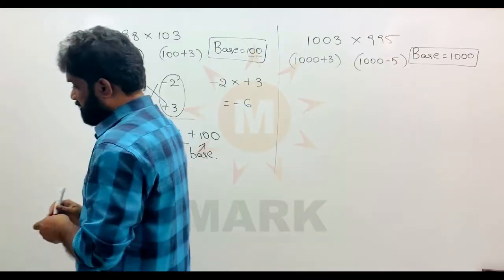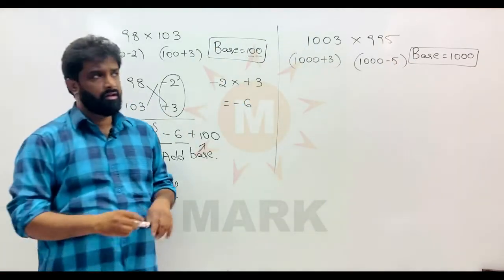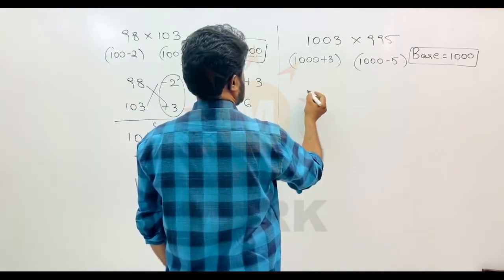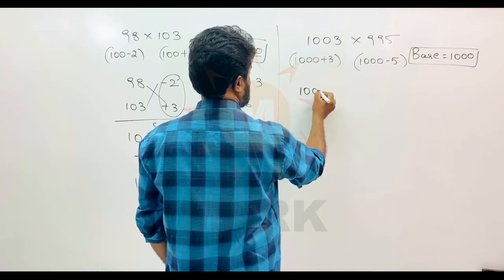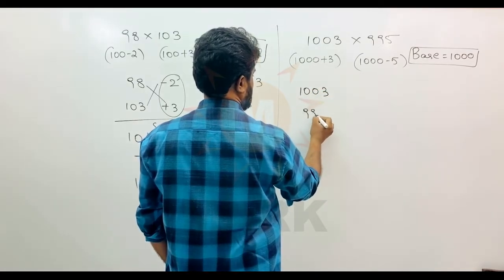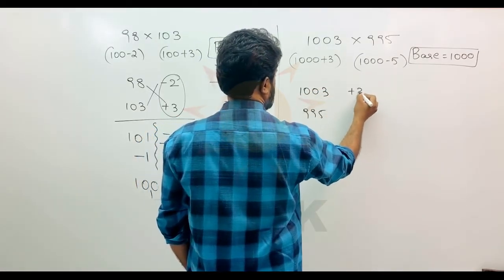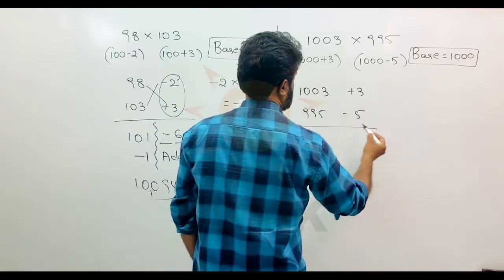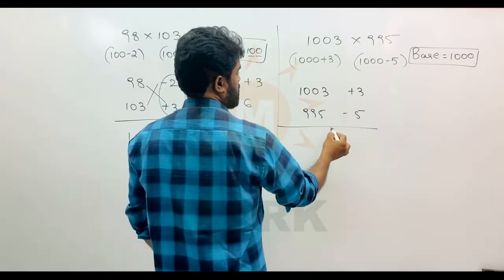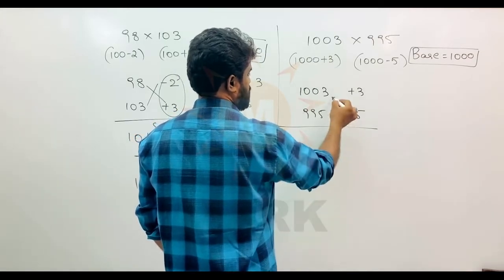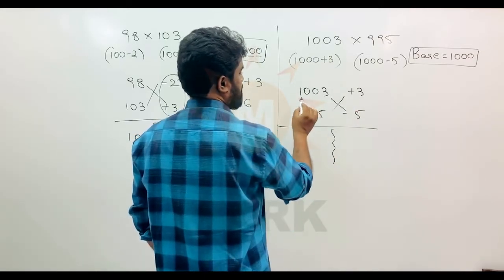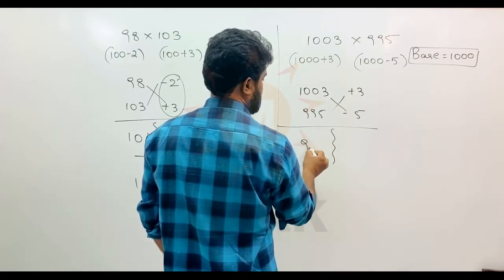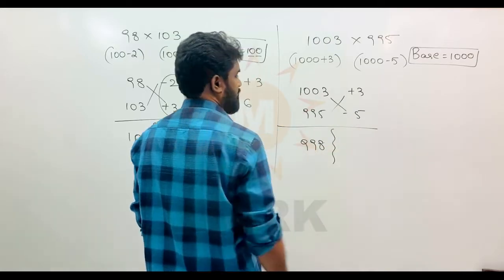1000 plus 3 and 1000 minus 5. Clearly you can see, when I write it like this, 1003 and 995, this is plus 3 and this is minus 5. So first of all, I am dividing my answer into two parts. First the cross sum: I am writing 1003 minus 5 or 995 plus 3, you will get the same answer, 998.